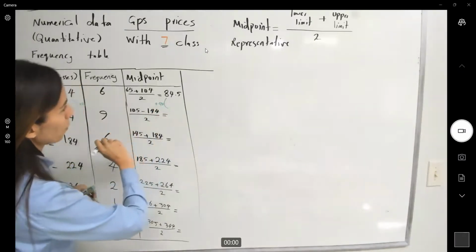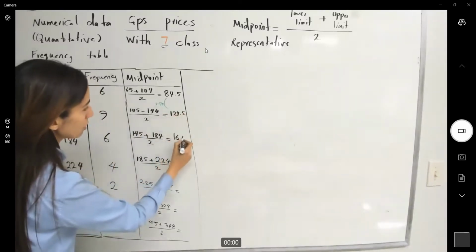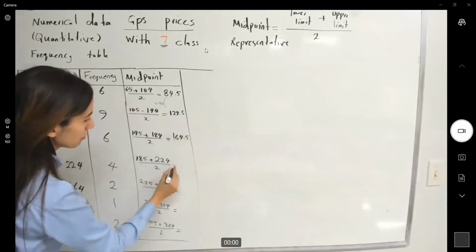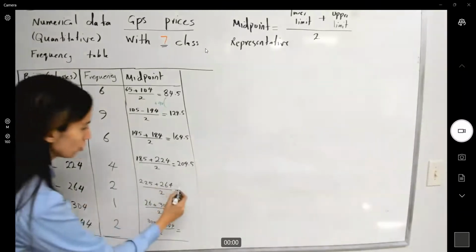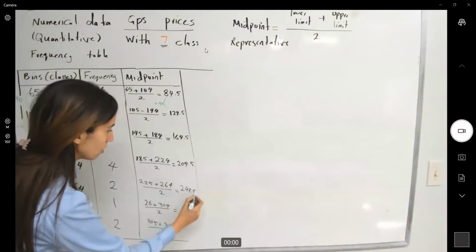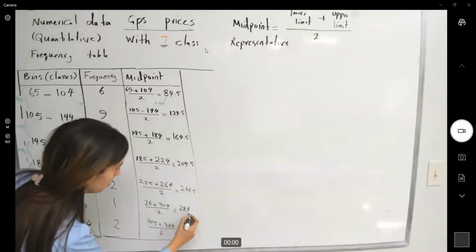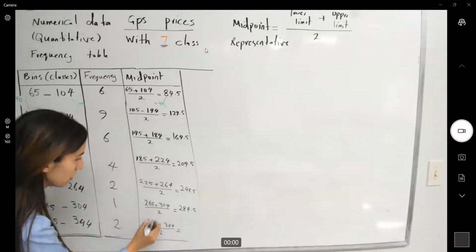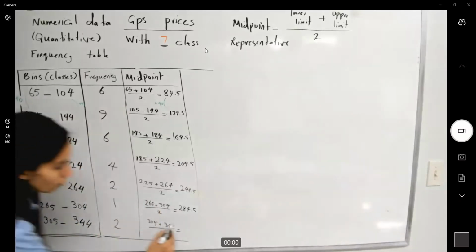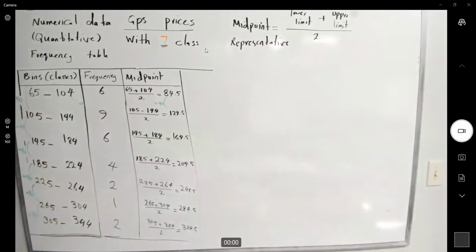Okay. 124.5, 164.5, 204.5, 244.5, and 284.5, and this was 265. And this guy is 324.5. We found a representative for each of these classes.